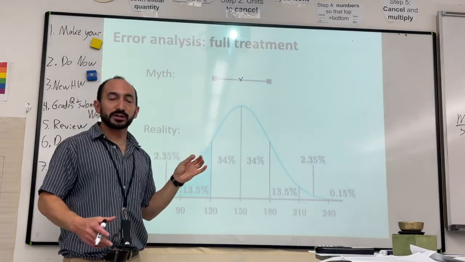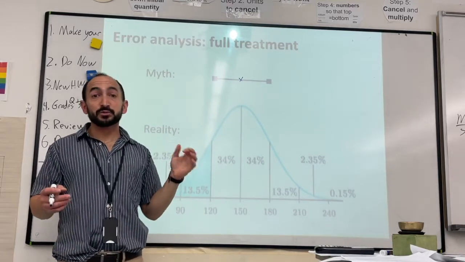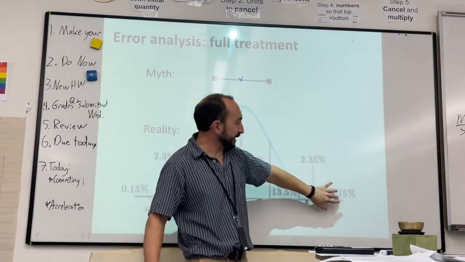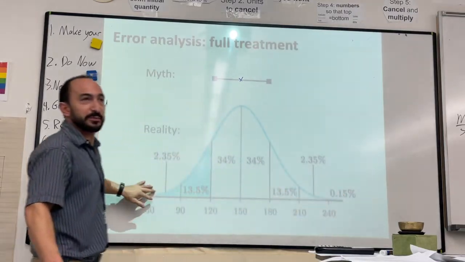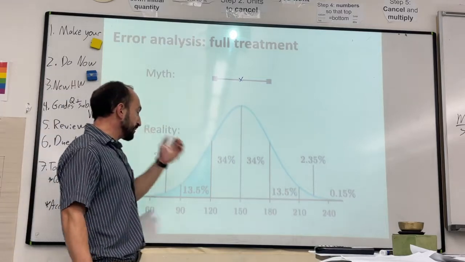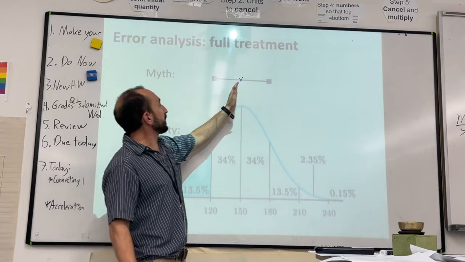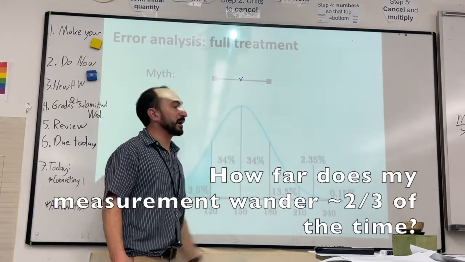How much variation you might get in the measurement is really a statistical, probabilistic statement. We're not going to include the crazy outlier measurements that happen very rarely. We're going to say, maybe around 2/3 of the time, how often am I some distance away from that average in my measurement?